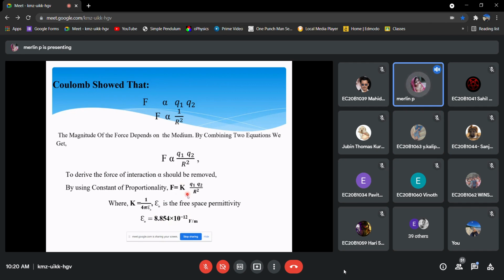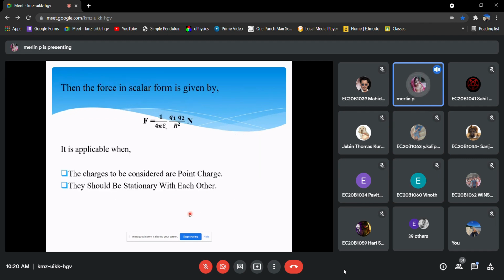So he is multiplying this free space permittivity in order to obtain the exact value of force. He multiplied the constant of proportionality along with the force equation, and then derived this force equation. So K is the constant of proportionality. It is equal to 1 by 4 pi epsilon naught, that is the free space permittivity. So you have to place 1 by 4 pi into this value, and then multiply this along with the force equation in order to get the exact force, not the tentative force. Students, can you hear me?